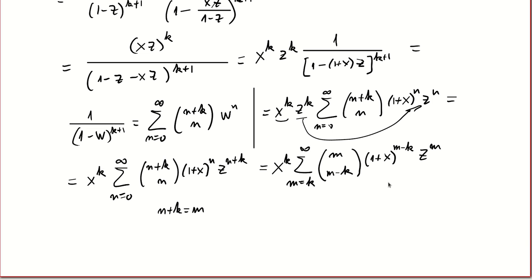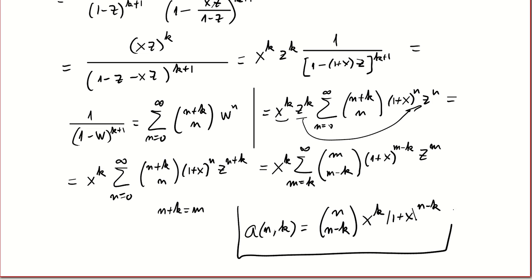Now we can identify the coefficient here. The coefficient of this term, the one that we will call a sub k. Well, the letter I'm using here is m, but this is just because it came up this way, and I can just call it n as well, right? This coefficient has this form: n over n minus k, and here you have x to k, and here you have (1 plus x) to the n minus k. This is the final form.